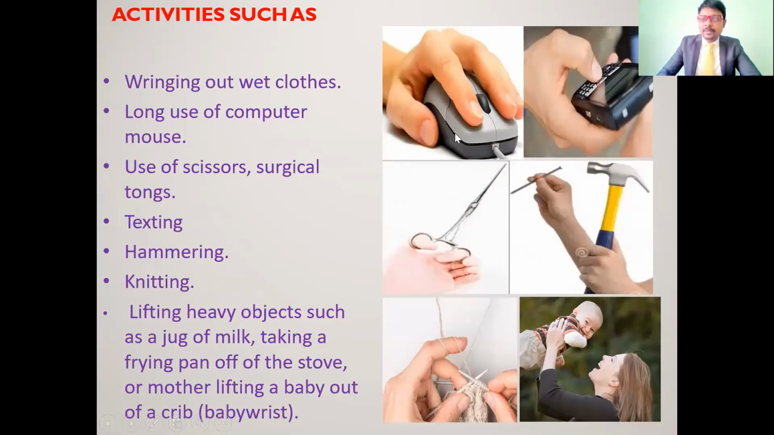Especially activities such as using a computer with a mouse for a prolonged time, typing, chatting, or using the phone for a prolonged time. If you see the thumb, the position of the wrist is continuously in abduction and flexion. So it may give friction at the wrist joint, and may give tenosynovitis. Also long use of the computer mouse, and use of scissors and surgical tongs. Especially surgeons may get it if they use scissors for a prolonged time or continuously, and also hair salon workers.